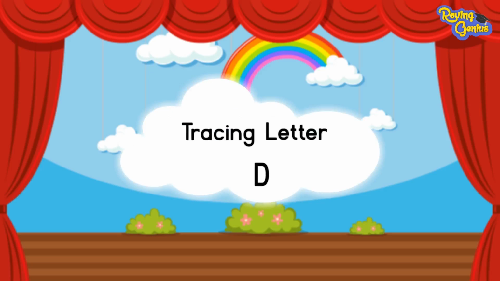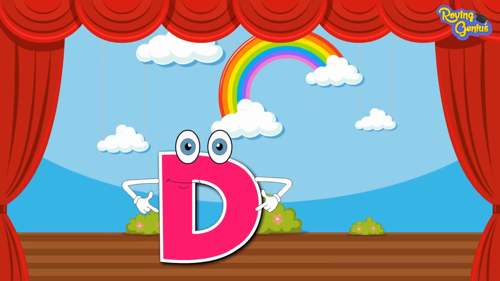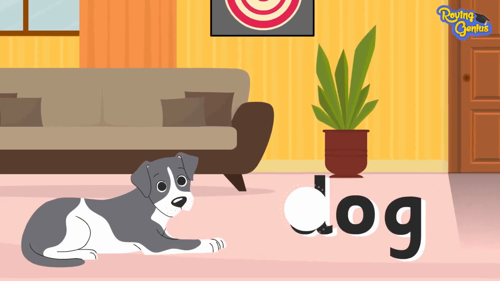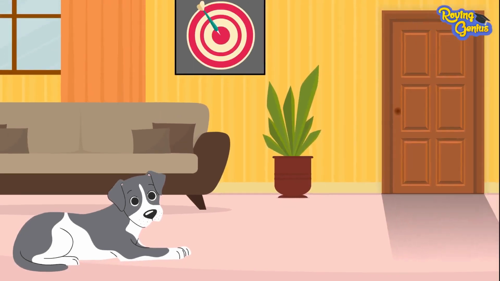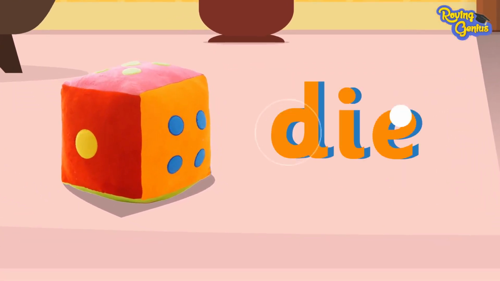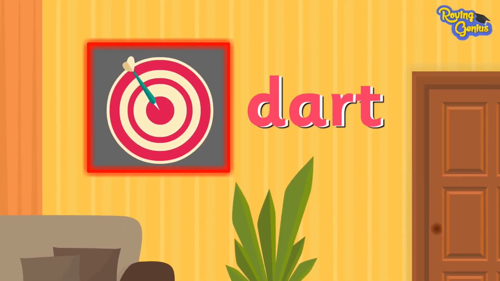Tracing letter D. How are you, kids? I am capital D. Hi there, I am small d. Letter D sounds d. D, d, dog. D, d, door. D, d, die. D, d, dart.